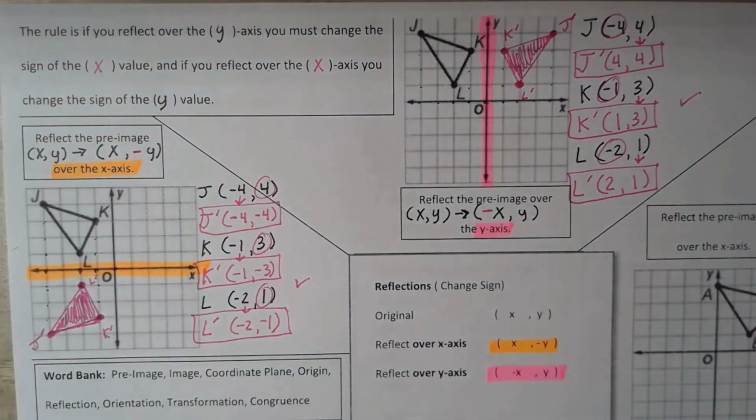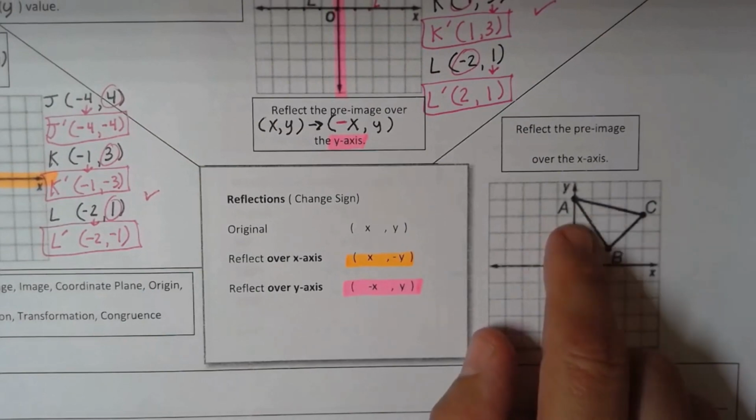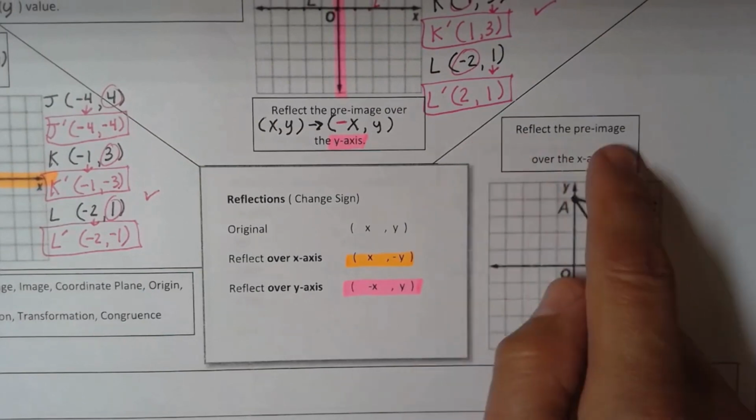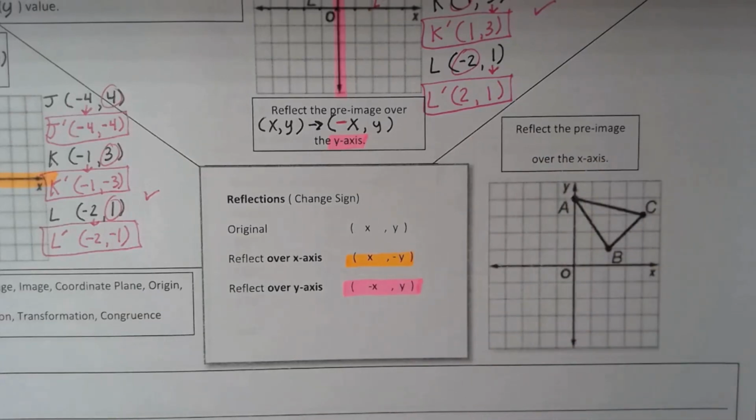And that's finished. So what I would like for you to do is try to reflect this image over the x-axis. Write the rule and then do the reflection, but make sure you pause this video before doing so. Pause the video, go ahead and do it, show all your ordered pairs, and then resume the video and see if you got the same thing that I got.